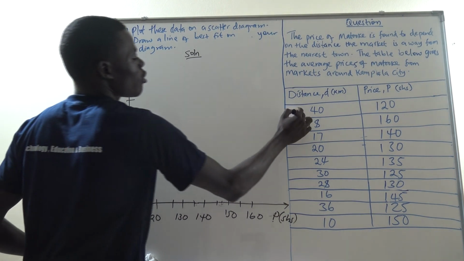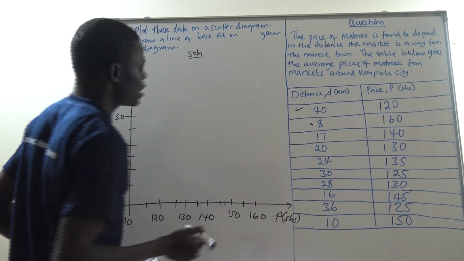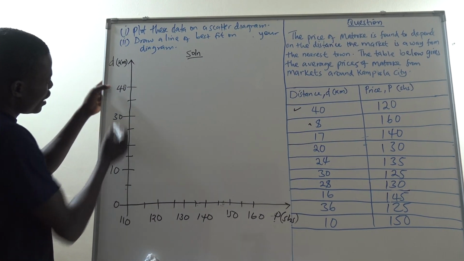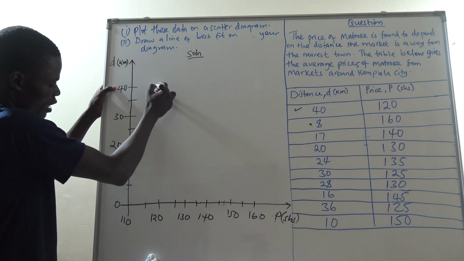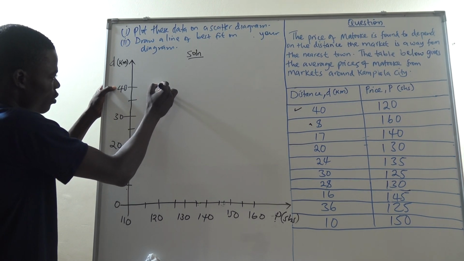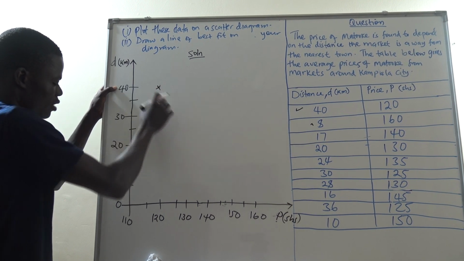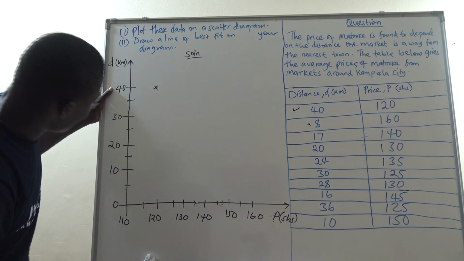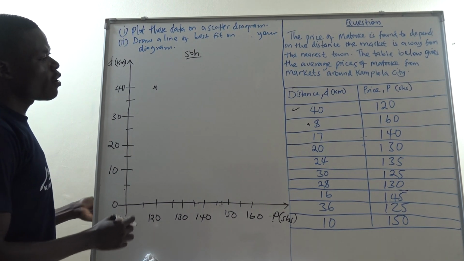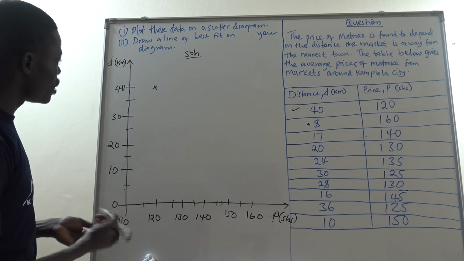We are going to plot 40 against 120. 40 against 120 will be somewhere here. You see where these two points will meet, the line going horizontally and the line coming vertically. Where they meet will be the point for 120, and then we need 8.